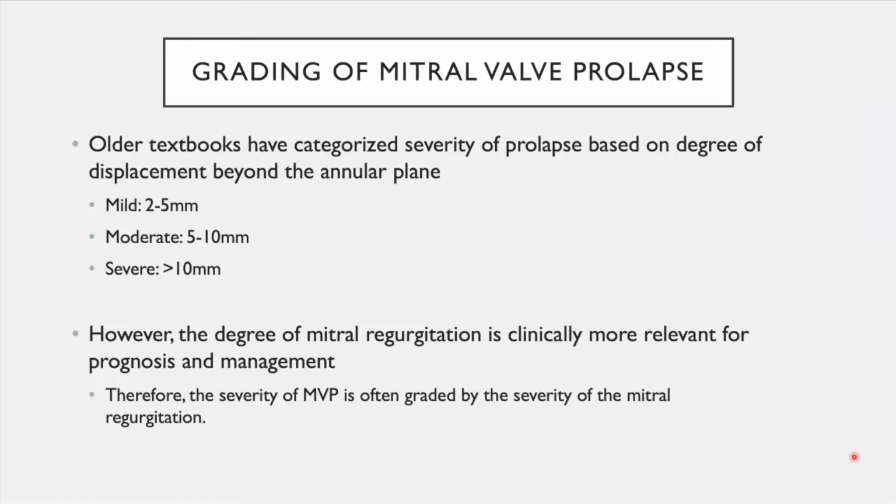When we talk about grading of mitral valve prolapse, some older textbooks have categorized the severity of prolapse based on the degree of displacement beyond the annular plane, with mild prolapse being 2 to 5 millimeters, moderate prolapse being 5 to 10 millimeters, and then severe being greater than 10 millimeters. However, the degree of mitral regurgitation is what's clinically more relevant for prognosis and management. And so therefore, the severity of mitral valve prolapse is often graded by the severity of the mitral regurgitation. As a general rule of thumb, though, the more severe the prolapse, the more likely the mitral regurgitation is going to be significant.